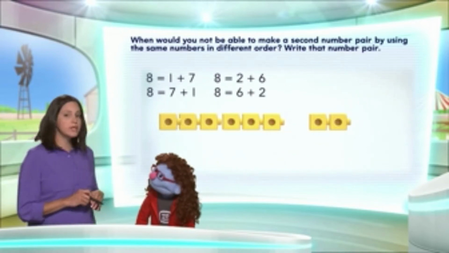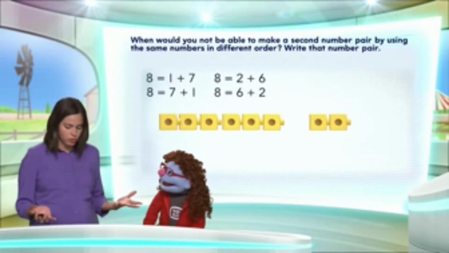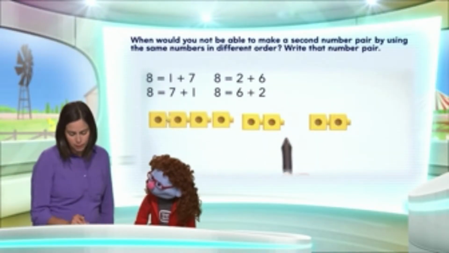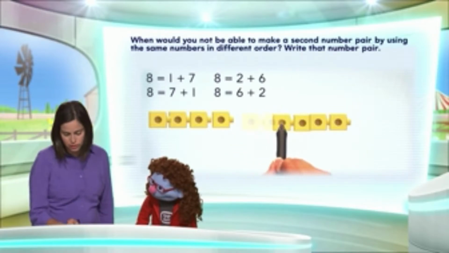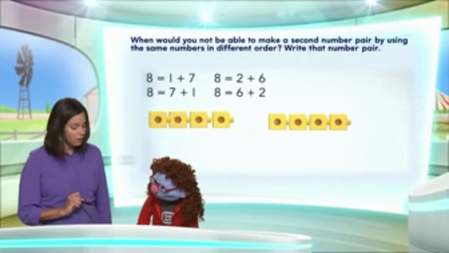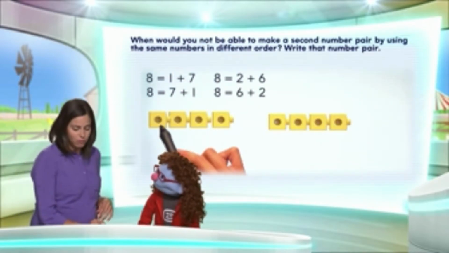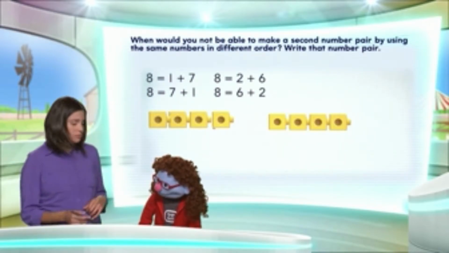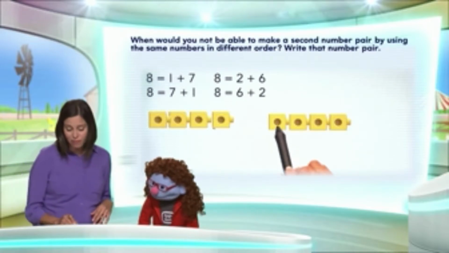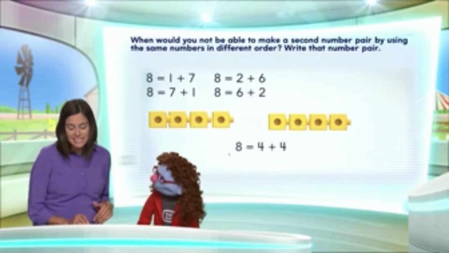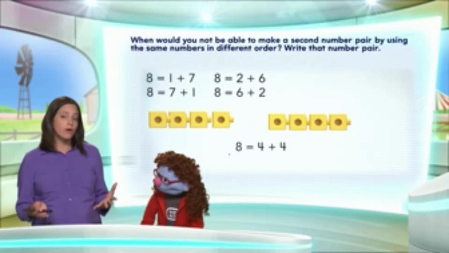What if we use 4? Let's start with 4. Yeah, let's try it. Okay, so we have 4 here. Now I'm going to move these 2 to this side. Now let's see what our number pairs are. We have 1, 2, 3, 4, and on the other side, we have 1, 2, 3, 4. So we have that 4. 8 is equal to 4 plus 4.